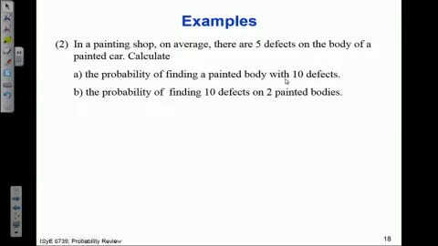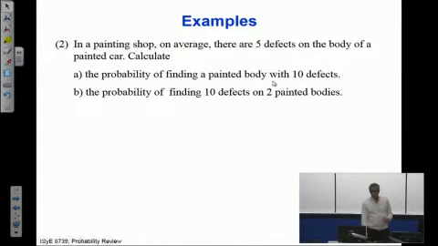What is the probability of finding a painted body with 10 defects? So, as I said before, whenever we want to find the probability of occurrence of an event in a desired unit, we can use the Poisson distribution, given that those assumptions are valid. Let's see what it says here. What is the event? Here it is the occurrence of a defect. What is our unit? One body of a painted car. So that's why we use the Poisson distribution.